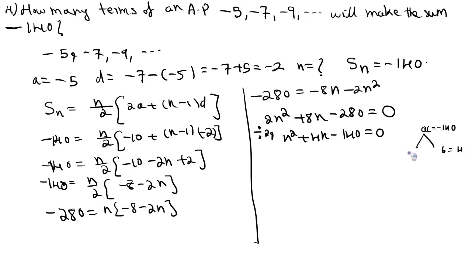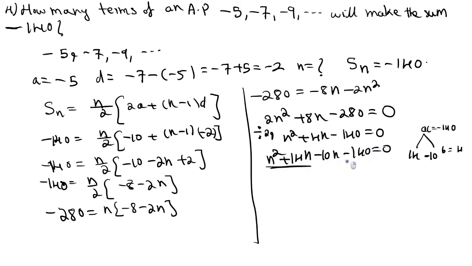Numbers are 14 and 10. But see, 14 plus 10 is equal to 24. So you need to take 14 minus 10. 14 minus 10 is equal to plus 4. 14 into -10 equal to -140. So your equation is n square, 4n can be written as plus 14n minus 10n minus 140 equal to 0.